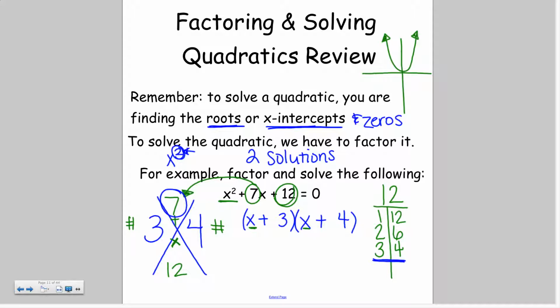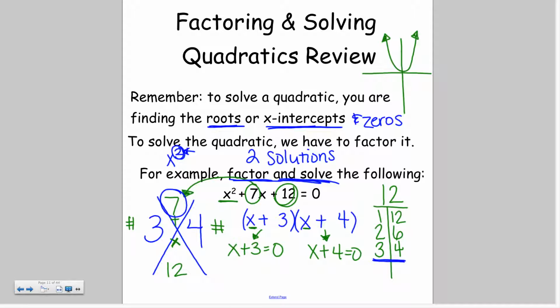All right? But I'm solving. It didn't say just factor. It said factor and solve. So I need to solve this. In order to solve it, I'm going to take and set each factor equal to 0. So I'm going to have x plus 3 is equal to 0, and x plus 4 is equal to 0. So all I'm doing is taking what's in parentheses, and I'm setting it equal to 0.